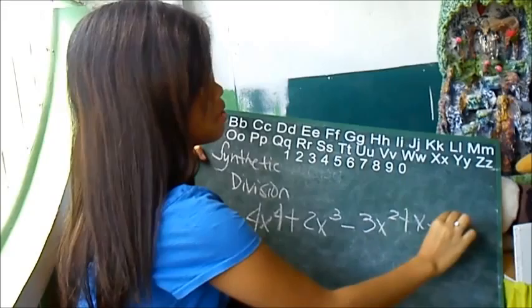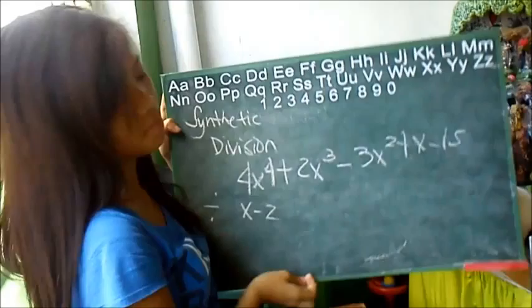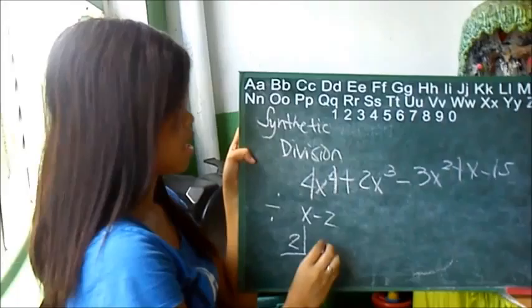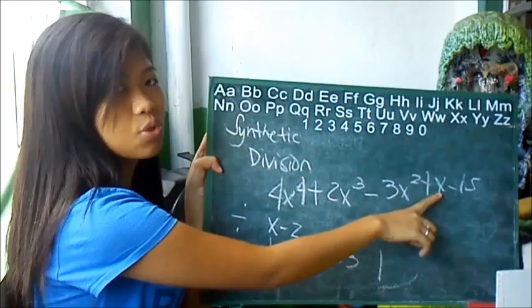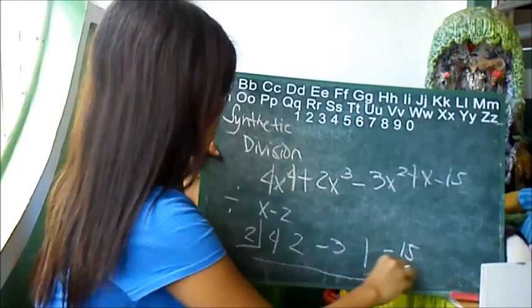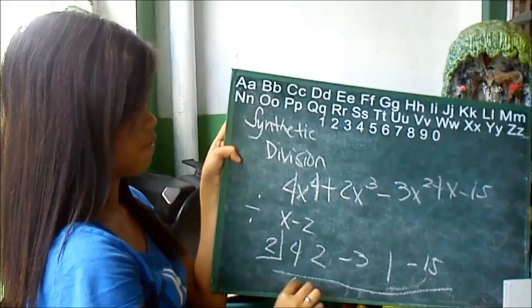And our first step is we change this sign into positive, so it will be positive 2. And bring down all the numbers: the 4, the positive 2, negative 3, 1, because x is understood as 1, and negative 15. And after that, bring down the first number, the 4.